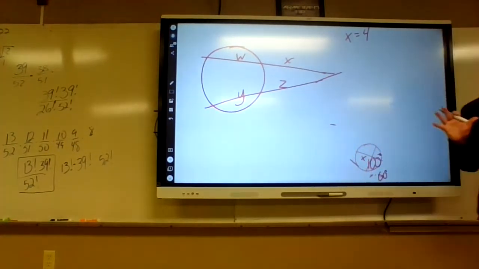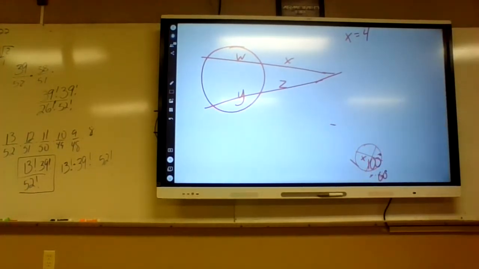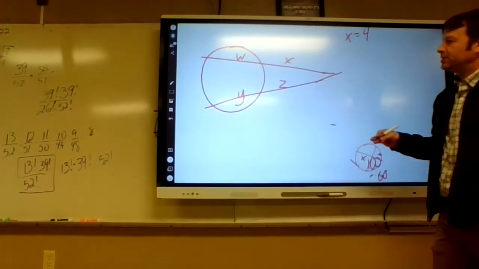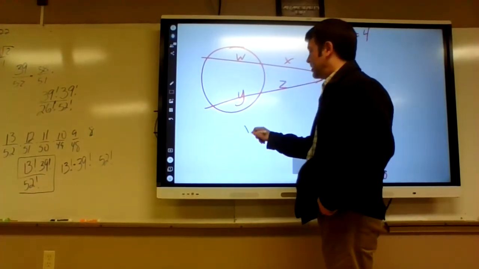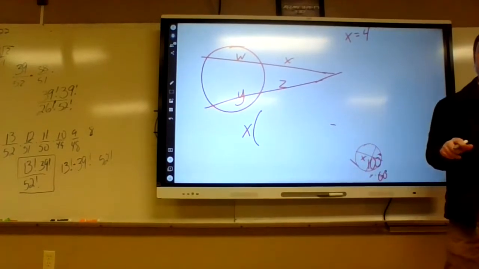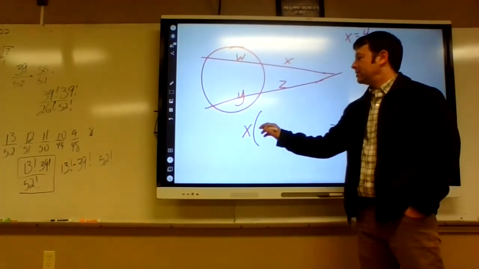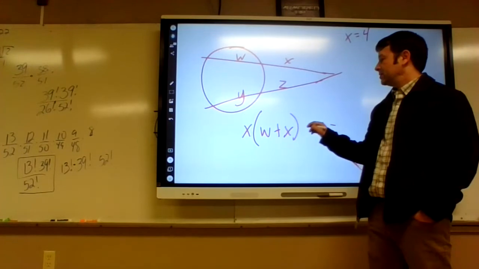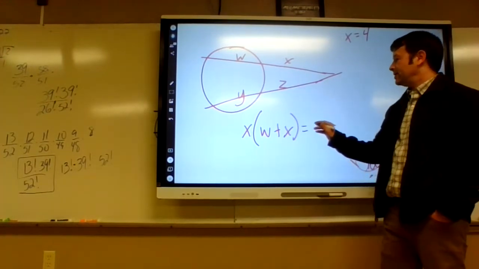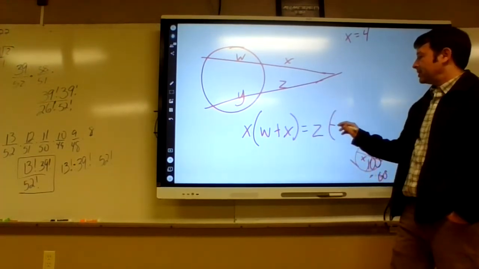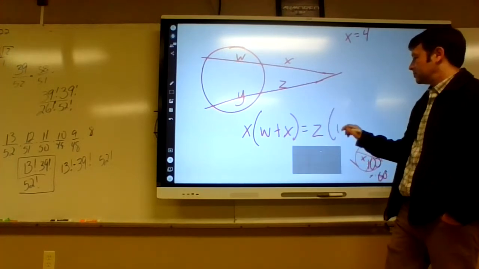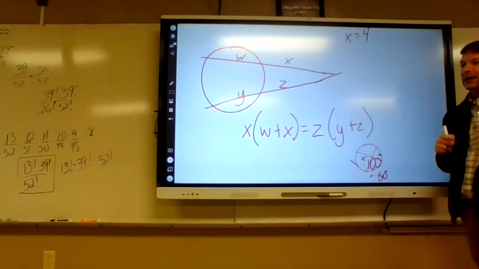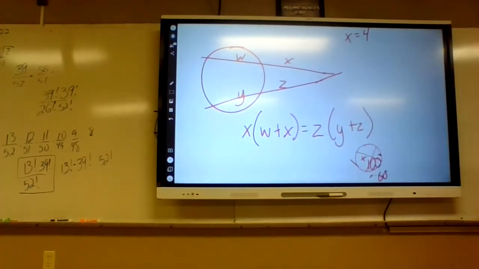Okay, here's how it goes. You do the outside times the whole thing equals the outside times the whole thing. So the outside, what do I mean by that? X. The outside times the whole thing. What do you think the whole thing would be? W plus X equals the outside times the whole thing.